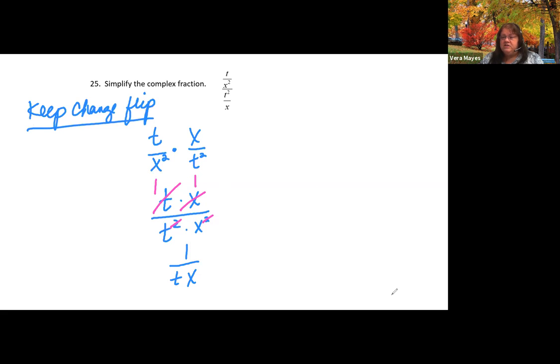All right, questions on this? They're not going to give you a crazy, stupid one on the test. It's going to be more simple. I love the keep, change, flip because it reminds me: keep the top, change it to multiply from the division, and flip the bottom.